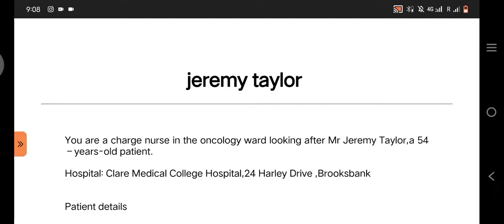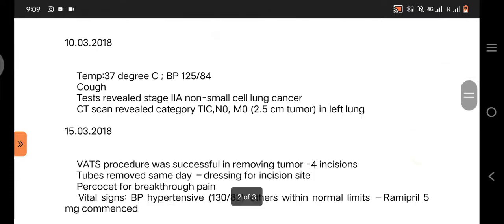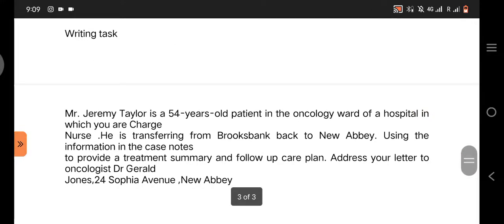When we take a case note, or when we write a letter, before reading the case note or the patient information, you need to read the writing task. So the first thing you need to read is the writing task. Let's read the writing task here.